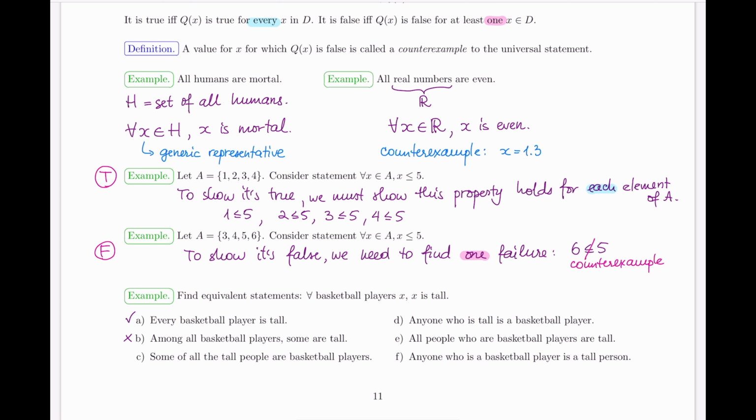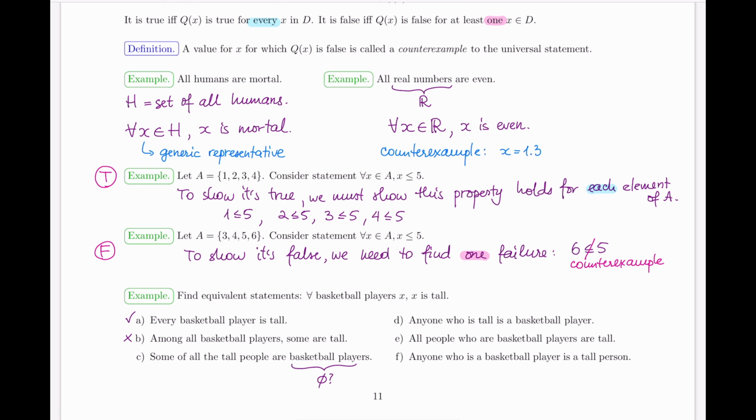This seems a little tricky, and I'm gonna leave it to you with the following thought. What if the set of basketball players is empty? What happens in that case? Let's take a look at others.